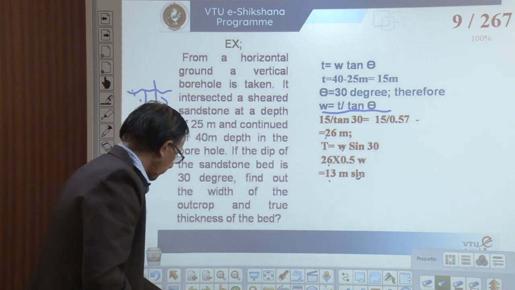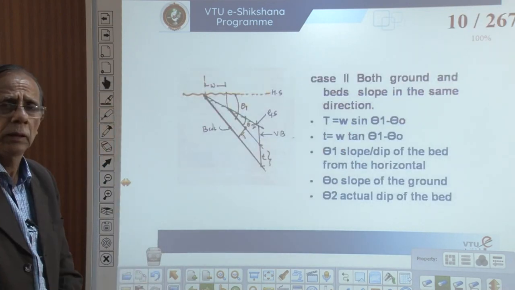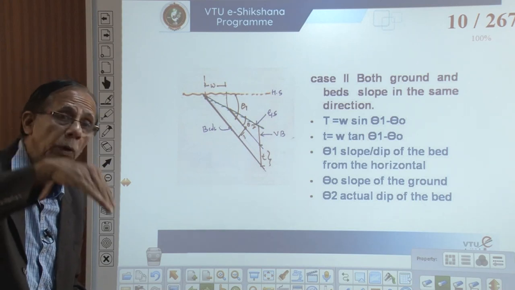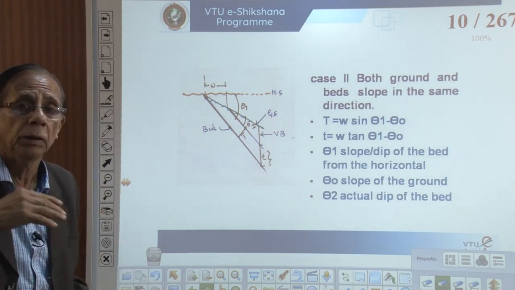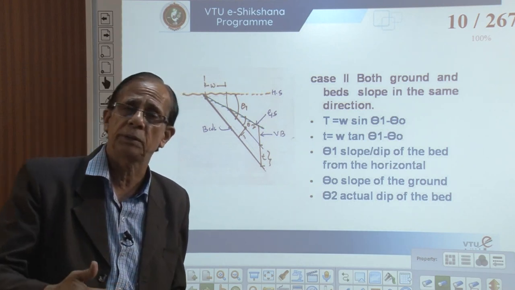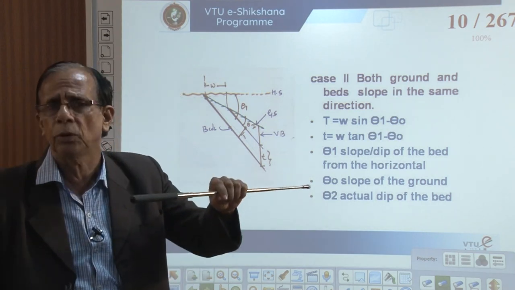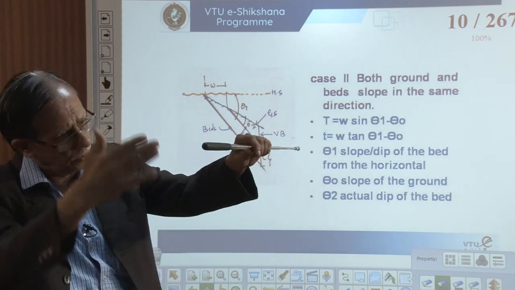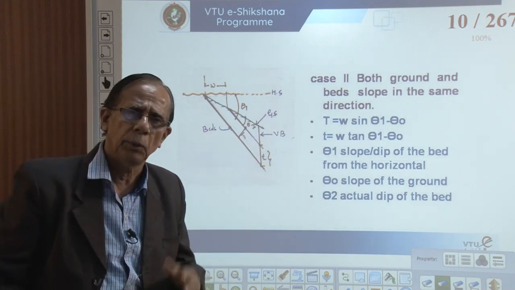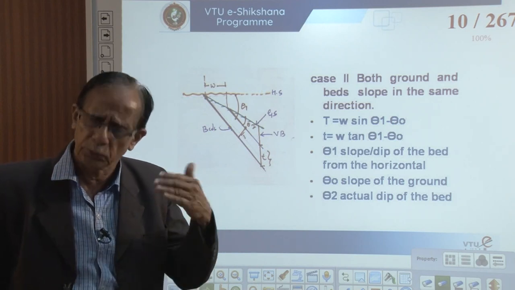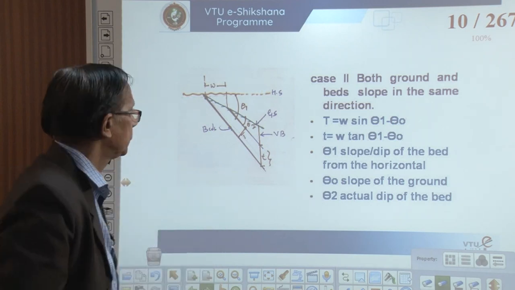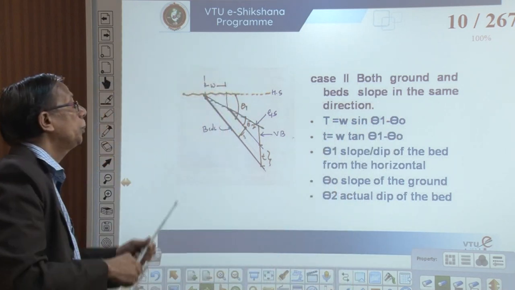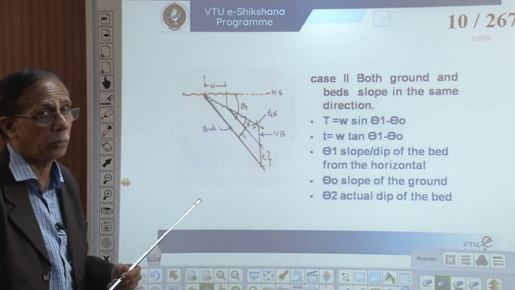Clear? No. But ground is not always horizontal. Ground does have undulation, but with the help of a compass, if I measure, it is always with respect to horizontal. Horizontal I can assume, and from that horizontal I measure the angle. Whenever I say the slope, it is with respect to horizontal only. So, case 2 is, if both the ground and beds slope in the same direction, possible.